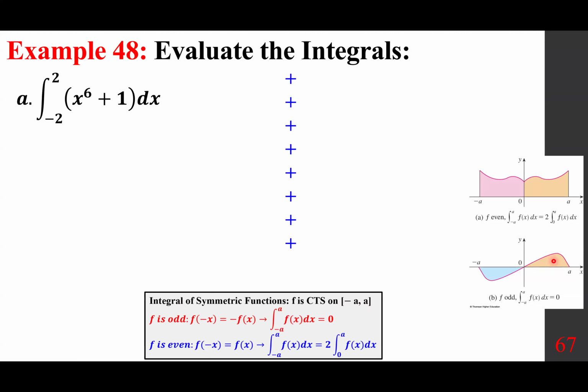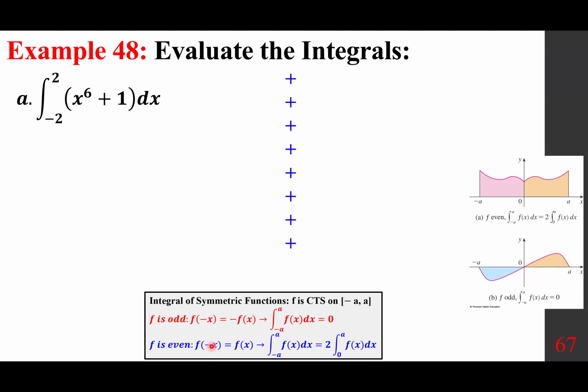And you can even see from the graph. If it's symmetric with respect to the origin, it becomes odd. This is equal to that. This area is considered positive, and this is considered negative. They cancel each other, becomes zero. Because remember, this represents the difference of areas. Definite integral represents the difference of areas for any function.